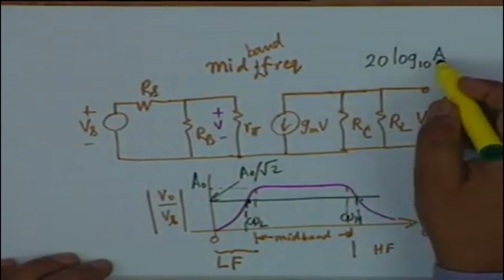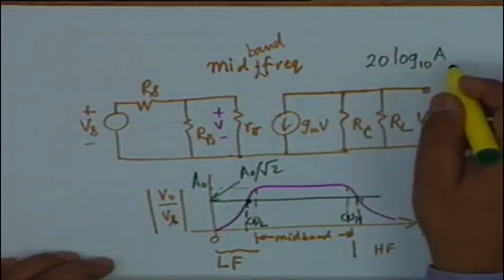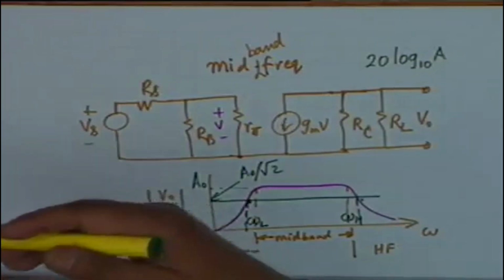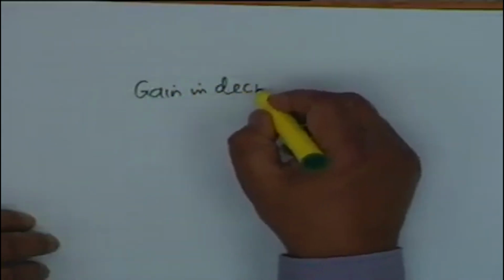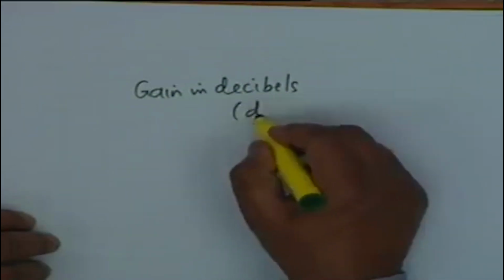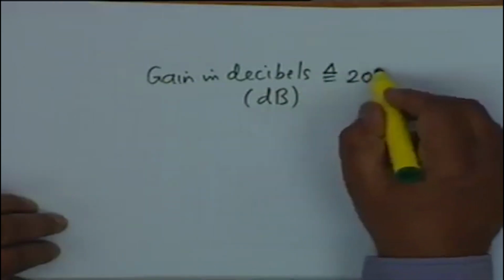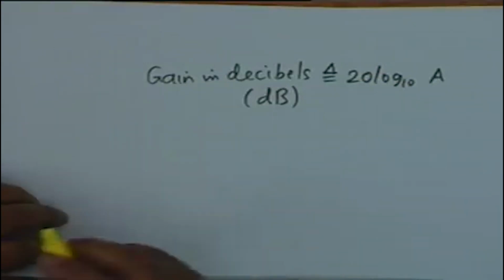For example, if capital A varies from 1 to, let us say, 10 to the 5, then at 1 the value is 0, 20 log 10 A, and at 10 to the 5 it is simply 100. So what you represent is 0 to 100 instead of 1 to 10 to the power 5. So you compress the range, and therefore in electrical engineering practice, gain is expressed in decibels, and it is written as small d capital B. The definition is that this is 20 log 10 of gain as a number, alright, 20 log 10 A.